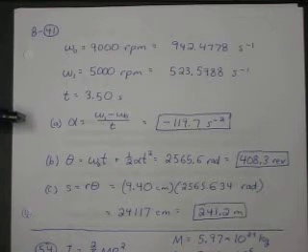To find the angular acceleration, it's alpha equals the difference of the omegas over t, omega 1 minus omega 2. I'm sorry, omega 1 minus omega naught over t.